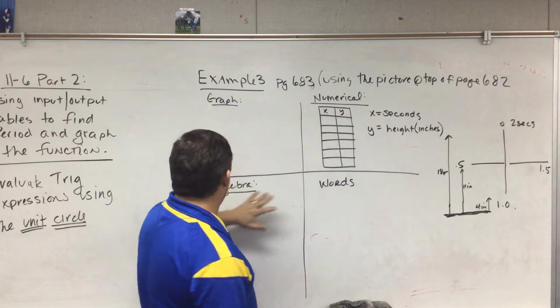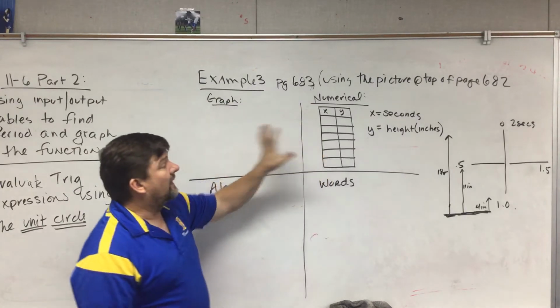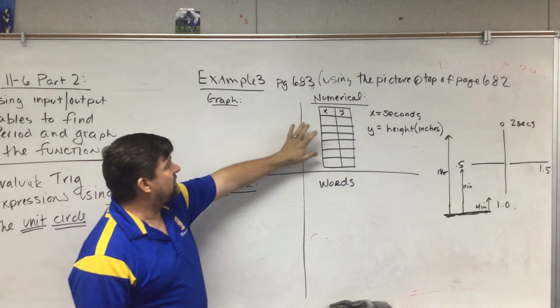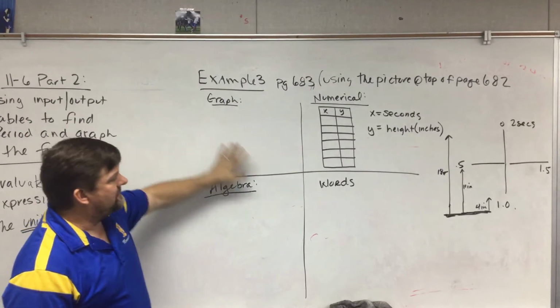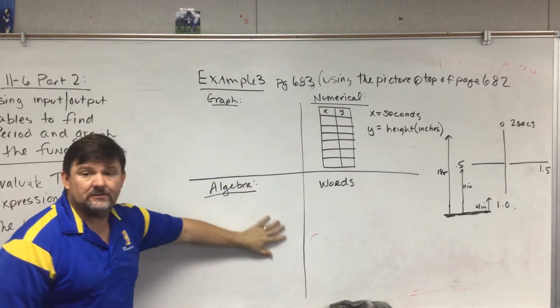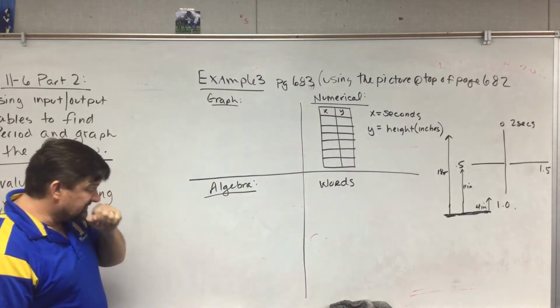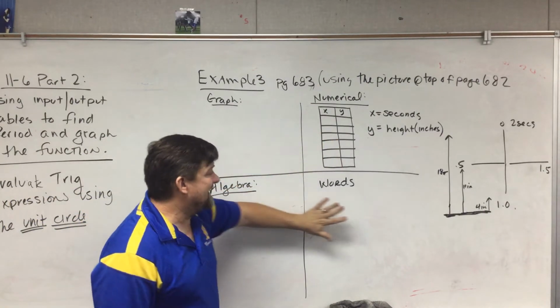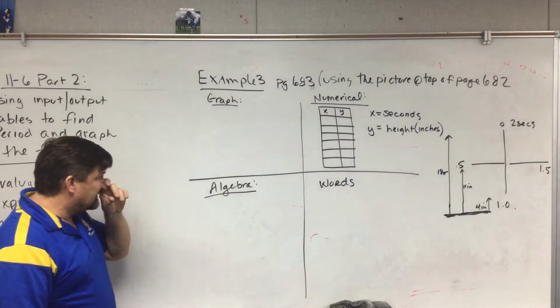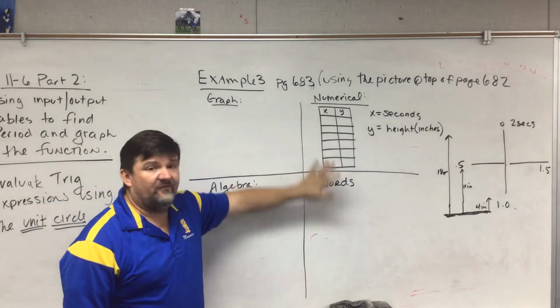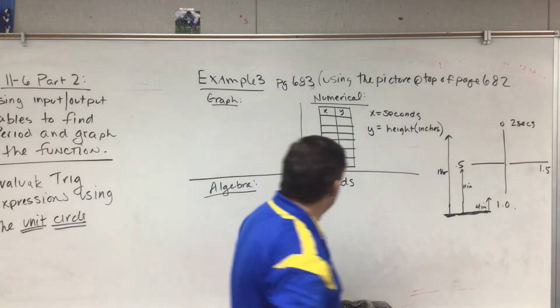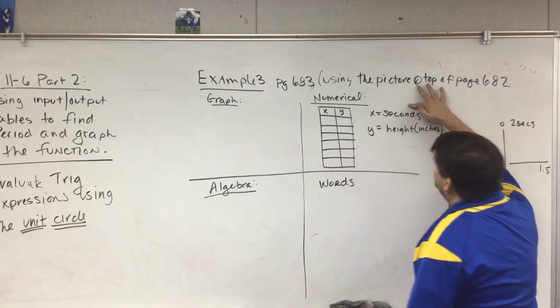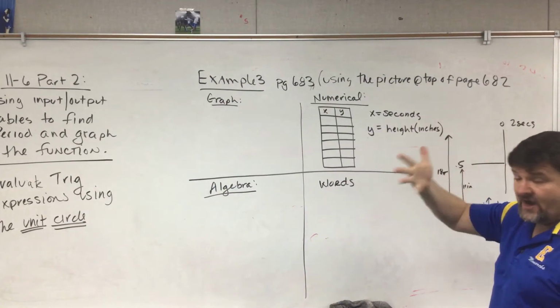Once we do input-output tables and we're dealing with the graph of a function, I'm always working on NA: graph, numerical, algebra, words. Well, on this particular problem, we're going to use numerical and graph and maybe a little bit of words. We're not going to really do any algebra today. So this is just great for setting up your problems, and if you get used to it, you may not use all 4, but we'll go from there. Make sure you label what the x-axis is and what the y-axis is so you can keep track of stuff.